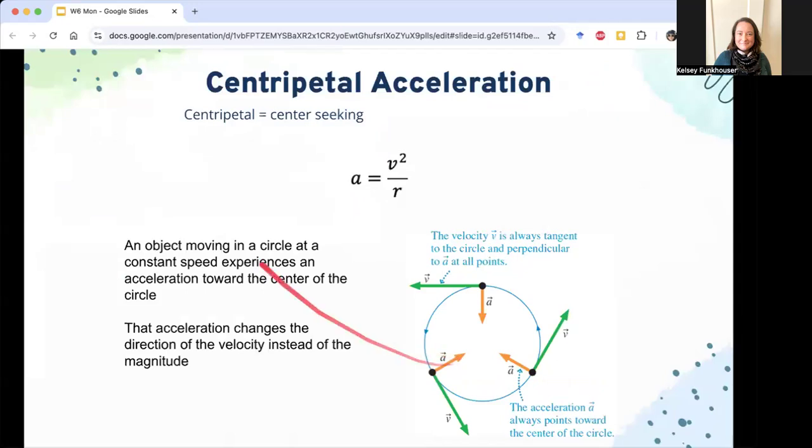So what this is called is centripetal acceleration. And centripetal here means center seeking. So it's just indicating that it's pointing to the center of the circle. And you can also find that if you have the velocity and the radius, you can use that to find what the centripetal acceleration is. So an object moving in a circle at a constant speed, so the magnitude of the velocity isn't changing, but the direction is changing, so there is acceleration, and that acceleration is toward the center of the circle.